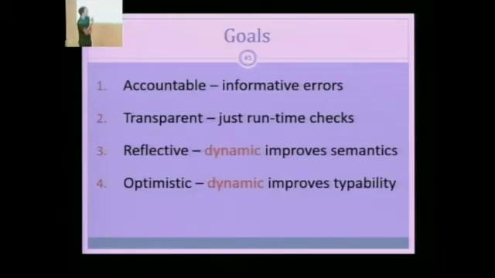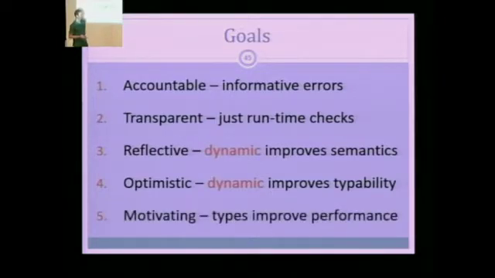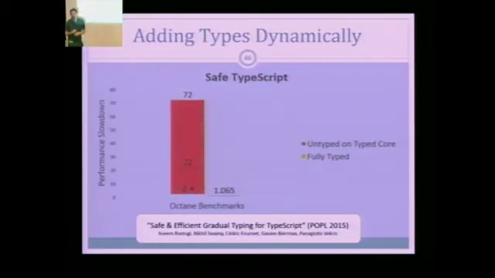So based off of this, I decided that another explicit goal of ours should be that we have a motivating type system. That is, our types will improve performance, so programmers are encouraged to add types to their code. Okay, looking further, there's another paper that works on having efficient gradual typing for Typescript. And this is what they get.